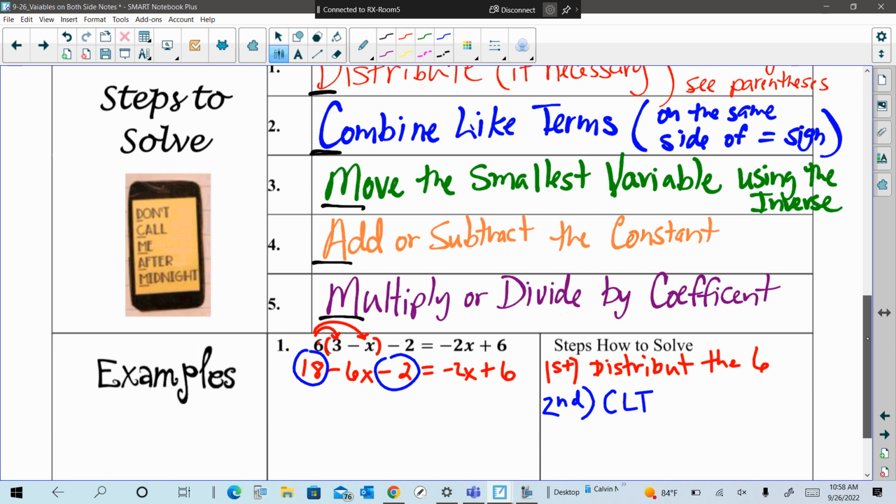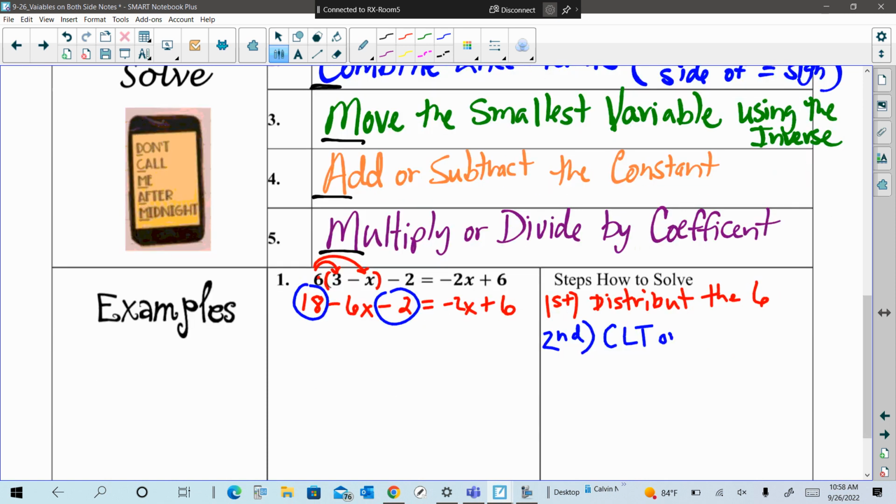Notice that we did the like terms on the left side. So I'm saying CLT on the left side of the equal sign. And then I'm putting in parentheses what that operation would have been. That's going to be 18 minus 2 when I combine them. So this gets simplified when I combine it. What does 18 minus 2 become? So we get 16, then minus 6x equals negative 2x plus 6. There's our simplified equation.